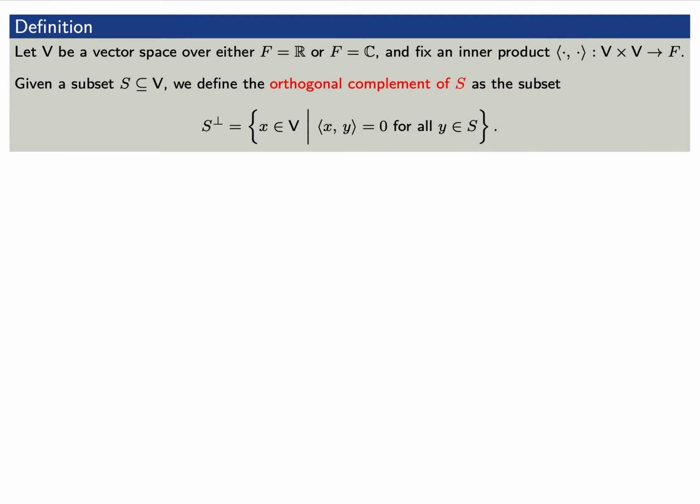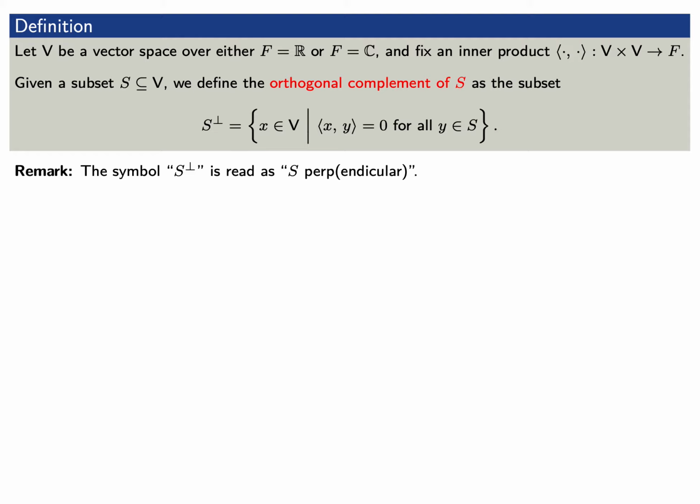We're going to use this now to define the concept of an orthogonal complement. Say that V is a vector space over either the real numbers or the complex numbers, and let's fix an inner product. Given a subset S, we define its orthogonal complement as the set of vectors x such that the inner product of x with y is the zero scalar for all y in the set S. The symbol is read as S perp, which really means S perpendicular.